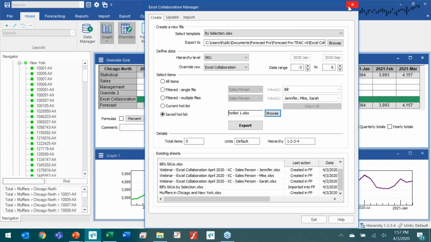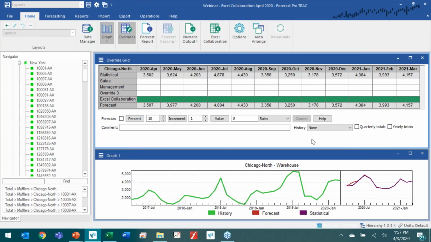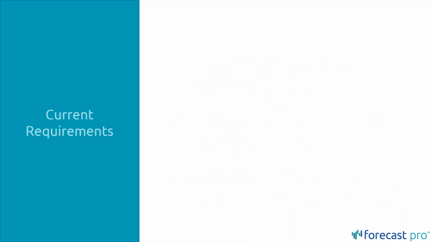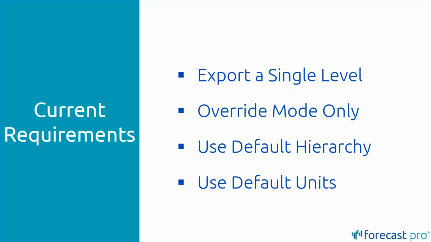So that's the basic functionality that's in here. I want to talk a little bit about a couple of the requirements as it currently stands. There are some requirements to make this work in the current version of the software. The first, as we already talked about, is you can only export to a single level. So at the moment, there is no consolidation of the hierarchy. There's no reconciliation logic built in.